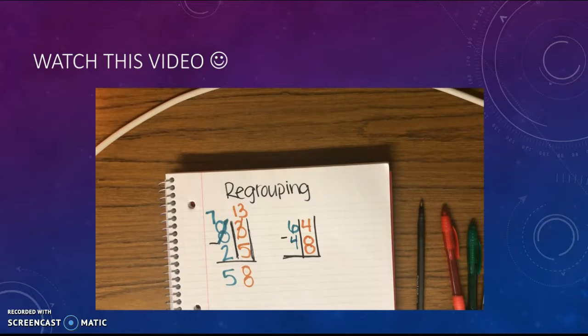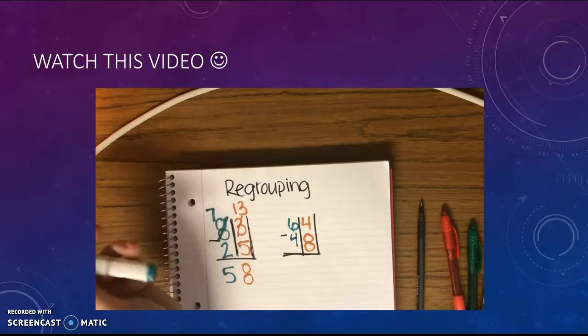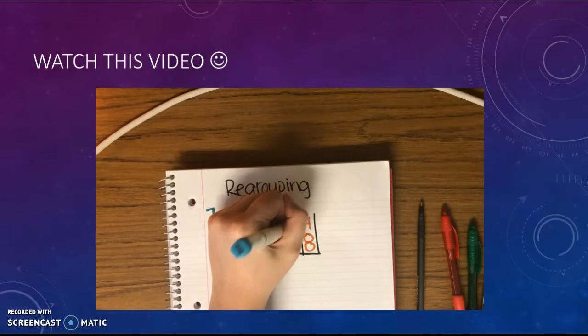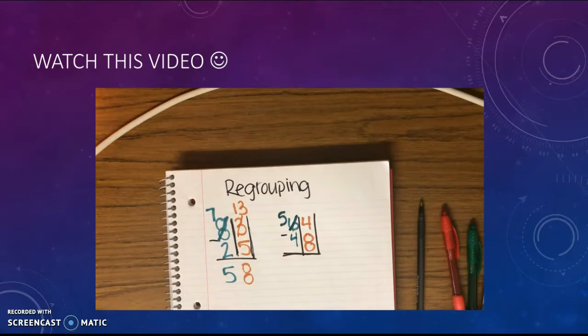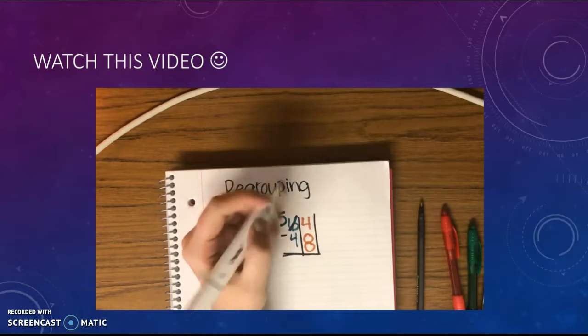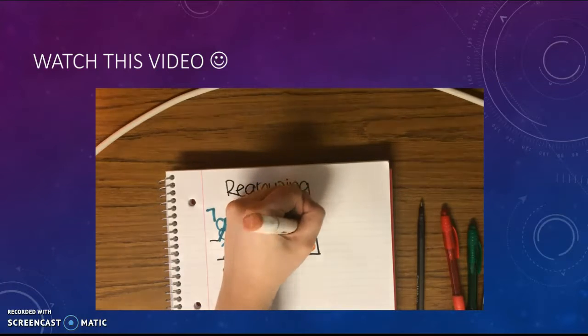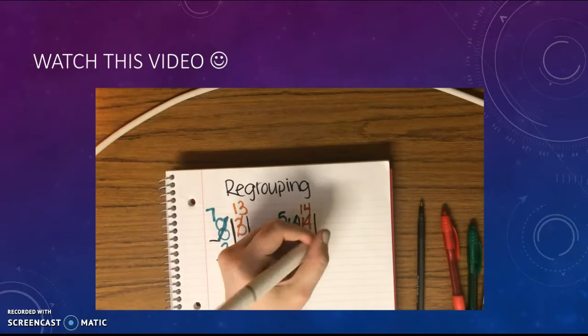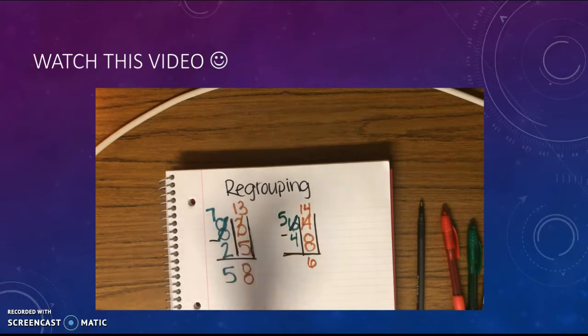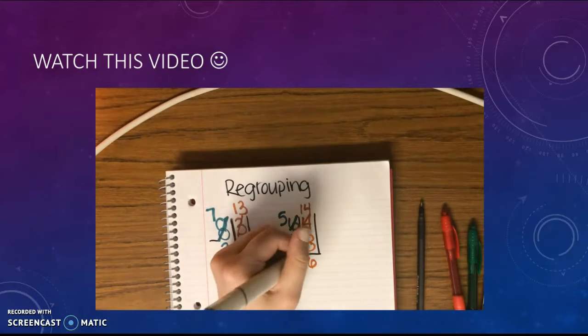You can't take 8 away from 4, so you have to go to the tens place, the 6 and the 4. So you're going to take a 10 away from the 6 and make it a 5, so now you have 5 tens. Then the 10 you took away is going to come over to the ones place, and you're going to have 14 ones. So 14 minus 8 is 6, and 5 minus 4 is 1.